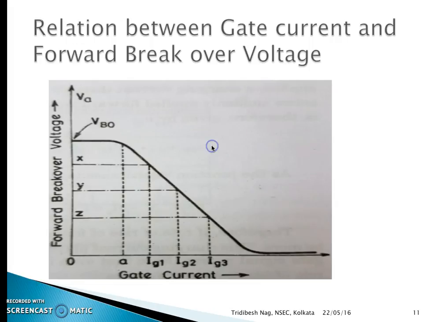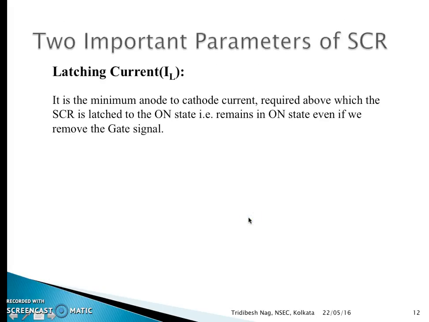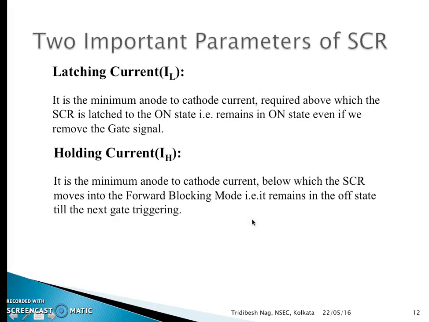Only below the holding current it will come to the forward blocking mode. Now in the next slide, what I will show you is the relation between the forward breakover voltage and the gate current. Now you see, as the gate current increases, the forward breakover voltage decreases. Here Ig is 0, so we have the critical value, that is the VBO, which is specified by the manufacturer. Now at Ig1, which is less than Ig3, we get a lower voltage at which the thyristor will turn on, and at Ig3, which is the maximum value, the voltage required is minimum. Now these are the two parameters which I have already discussed.